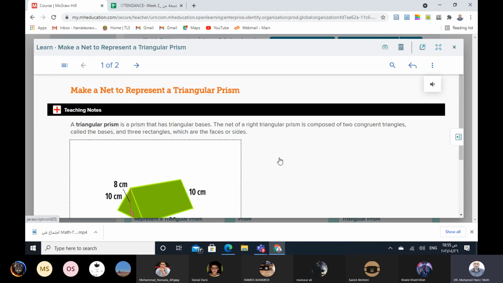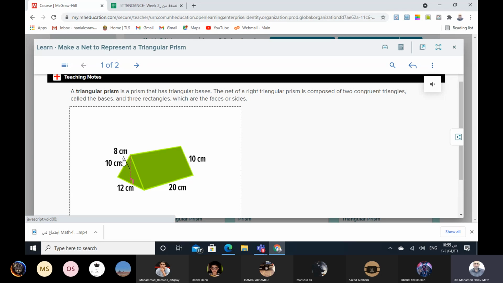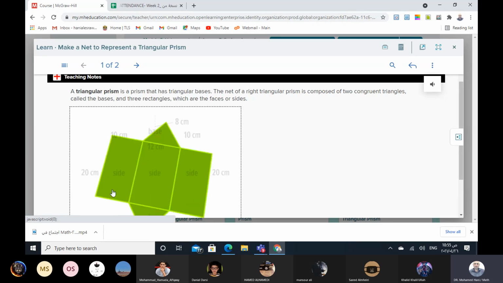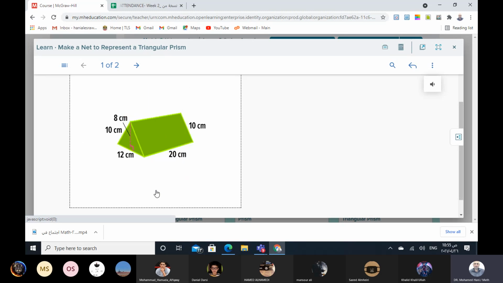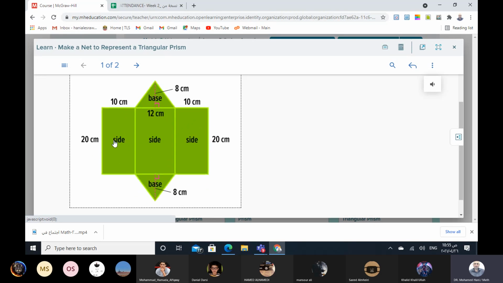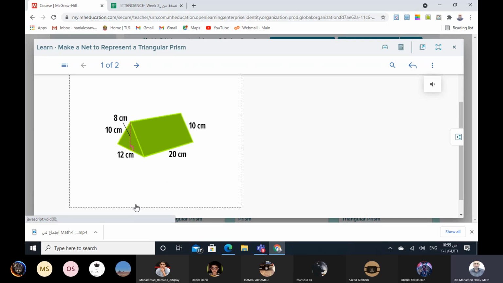As you see, here we have a triangular prism, and this is the net of the triangular prism. As you see, we have two bases, and we have three sides. The type of the bases is triangles, and the type of the sides will be rectangles.